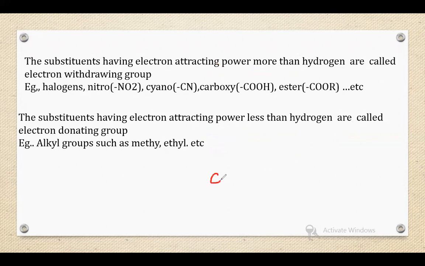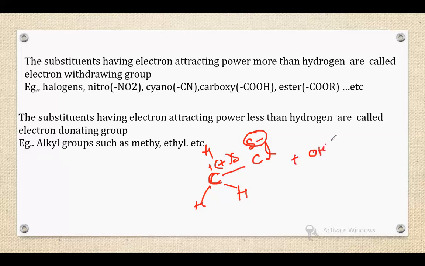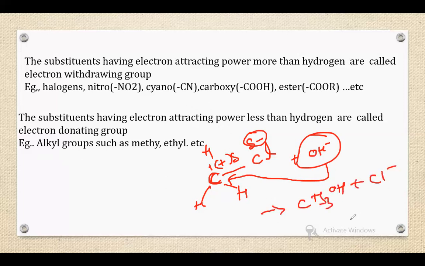We'll take an example of carbon with hydrogen, hydrogen and hydrogen. This is the CH3 group. If chlorine is attached to this methyl, chlorine is more electronegative and attracts the shared pair of electrons towards itself. So chlorine has partial negative charge and carbon has partial positive charge, delta plus on the carbon atom, so electron density decreases. An attacking reagent like a nucleophile, OH minus, attacks where there is less electron density. So with less electron density on carbon, it forms CH3OH with the formation of Cl minus. This is how the inductive effect plays out in the presence of an attacking reagent.